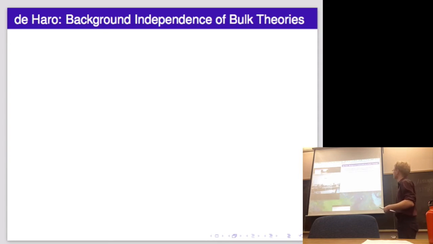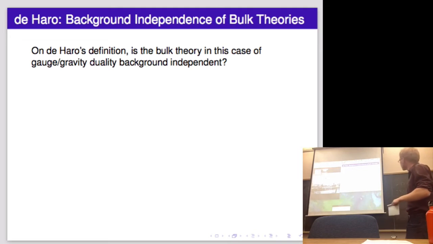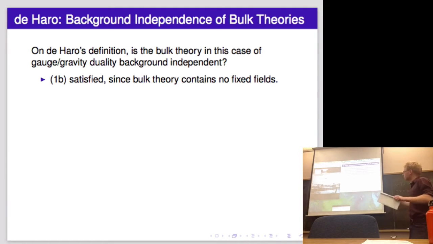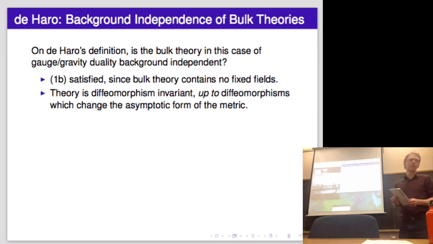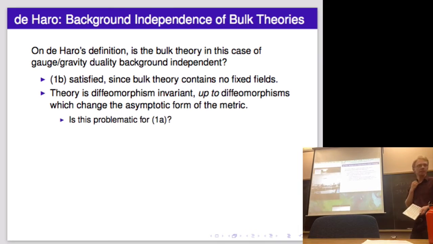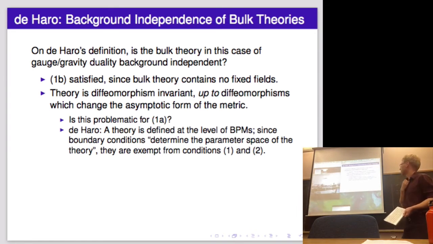So let's now look at how such bulk theories do on Haro's definition. The first thing to say is that they don't obviously contain any fixed fields, so it seems like the criterion that there be no fixed fields is satisfied. The second thing to say is that the theories are diffeomorphism invariant, potentially up to these diffeomorphisms which somehow change the asymptotic form of the metric. This might seem to be in conflict with the criterion that the theory be diffeomorphism invariant, but Haro doesn't think it is. He says that by specifying these boundary conditions for the theory, we determine the parameter space of the theory. Any diffeomorphisms which change the boundary conditions are simply irrelevant to our appraisals of whether the theory is diffeomorphism invariant or not. This is something that I have some worries about, which I'll shortly talk about.